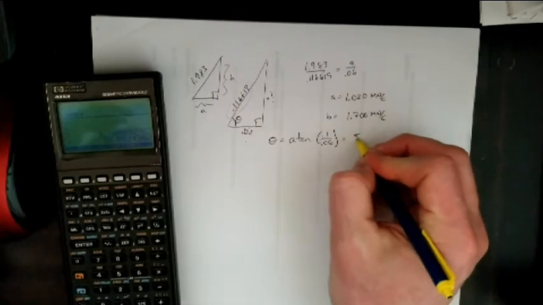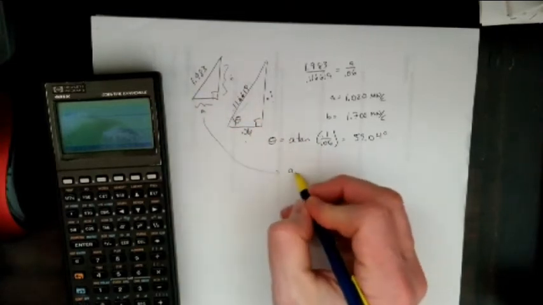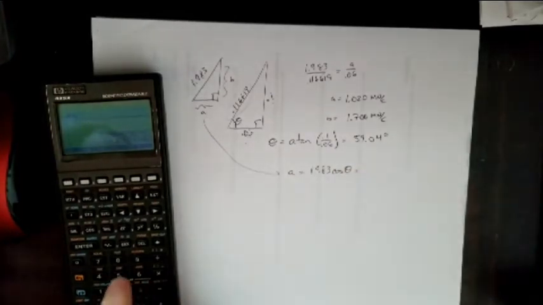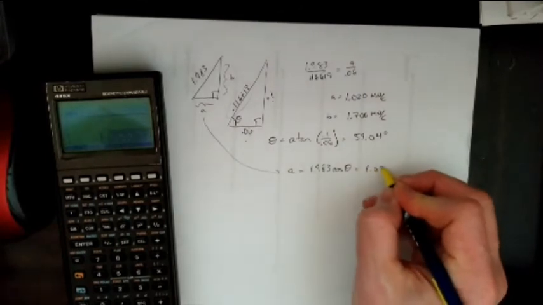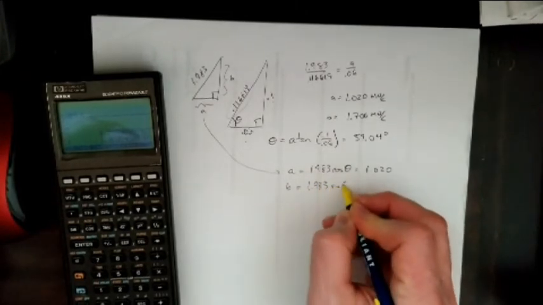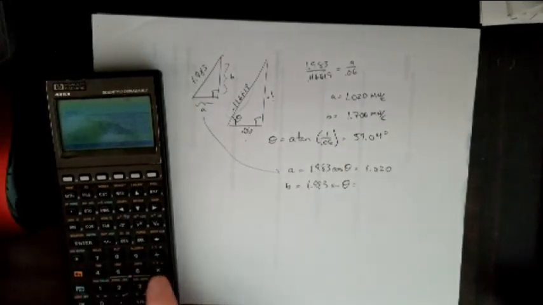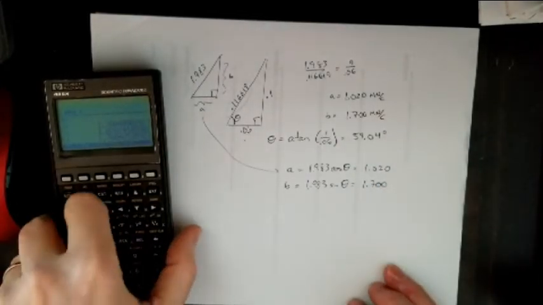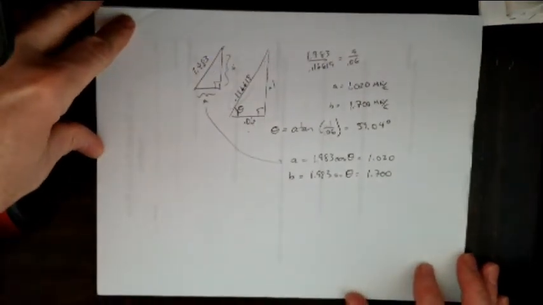So 0.1, 0.06 divided by arctan. And so the angle is a 59.04 degree angle. And so A would then be 1.983 times the cosine of theta. So if I did cosine, then 1.983 times, I end up with 1.020. And then B, 1.983 times the sine of that angle. And so 59.04 sine 1.983 times, and I get 1.700. So you get to the exact same place. Depends on if you want to use trig or use geometry. There's not really a distinction between the two.